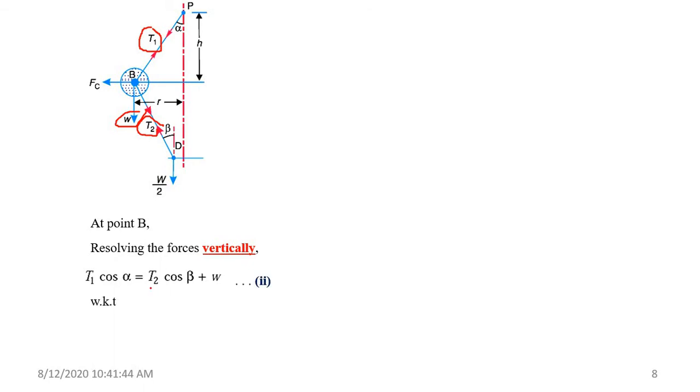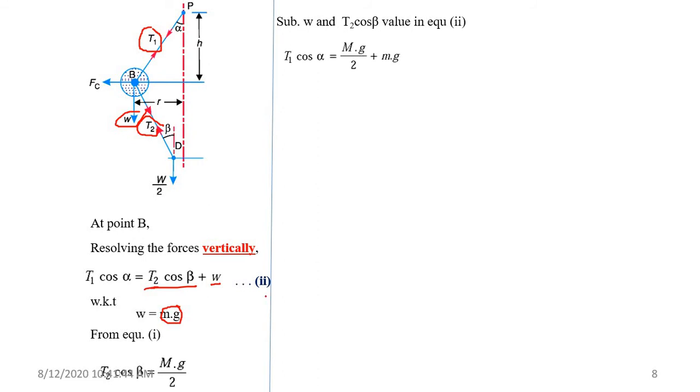Already we know that T2 cos beta is equal to mg divided by 2. At the same time, W is equal to mg. So applying these, instead of W you can apply mg. Similarly, instead of T2 cos beta, mg divided by 2. So finally we get T1 cos alpha is equal to mg divided by 2 plus mg. So this is equation number 3.